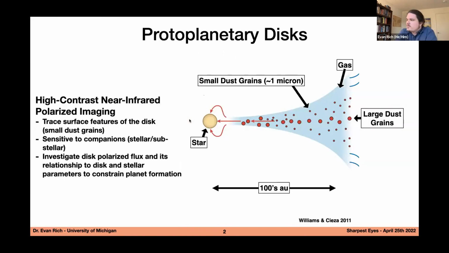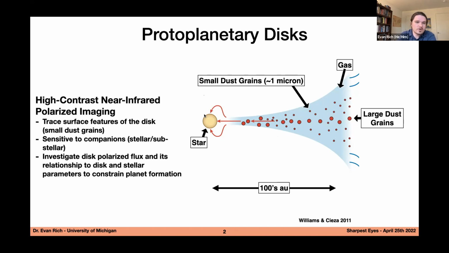So to give a quick overview, we're talking about the same type of structure we had previously talked about. We're looking at protoplanetary disks that have left their natal cradle. We are going to be looking edge on. We're going to have a star with a disk that's going to extend hundreds of AU. It's going to be composed of large dust grains and small dust grains. And the small dust grains are going to be coupled to the gas, and that gas is going to have a flare shape of some height. And by using high contrast near infrared polarized imagery, we can trace the surface features of the disk, in particular the small dust grains, and that can reveal really interesting substructures.